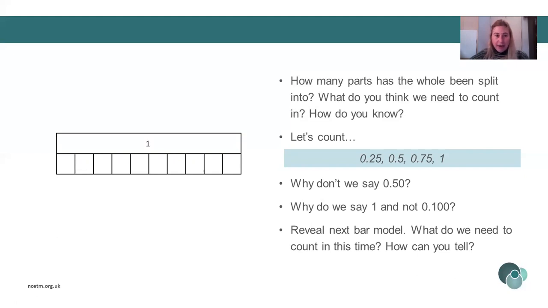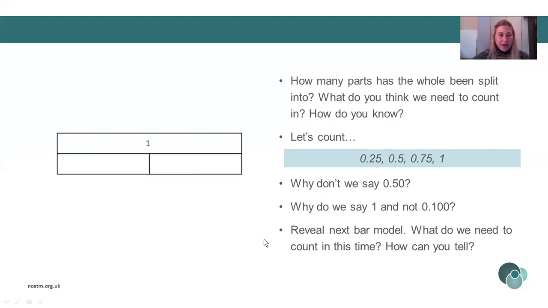So our whole has been divided into 10 equal parts, so we need to count in tenths. Count with me in tenths. 1 tenth, 2 tenths, 3 tenths, 4 tenths, 5 tenths, 6 tenths, 7 tenths, 8 tenths, 9 tenths, 1 whole. Okay, I could say 10 tenths, but let's say 1 whole because that's what we're showing here.